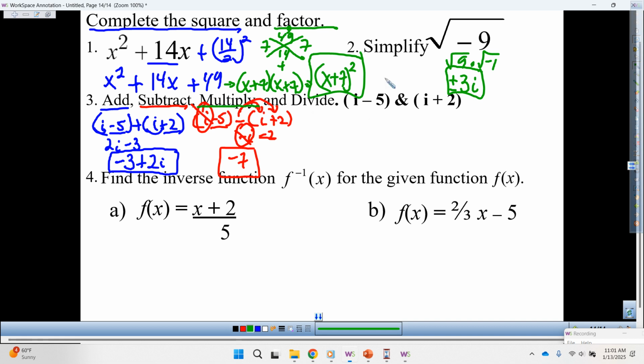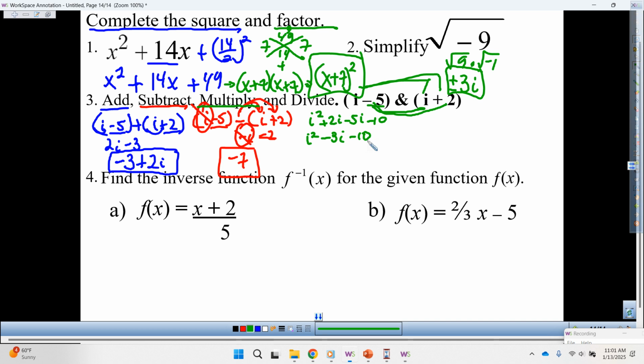Let's go to multiplication. What is i times i? i squared. What is i times 2? 2i. What is i times... Oh, my bad. I already did that. Negative 5. What is negative 5 times i? Negative 5i. What is negative 5 times 2? That's negative 10. So far so good? Combine like terms. i squared minus 3i minus 10.